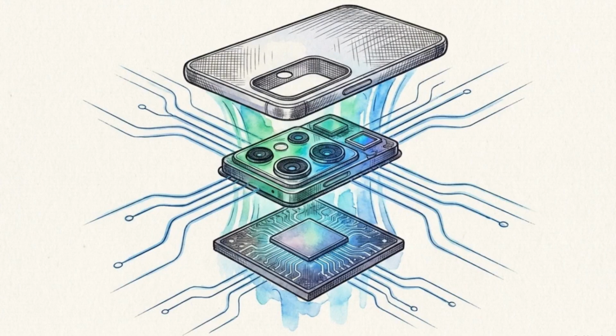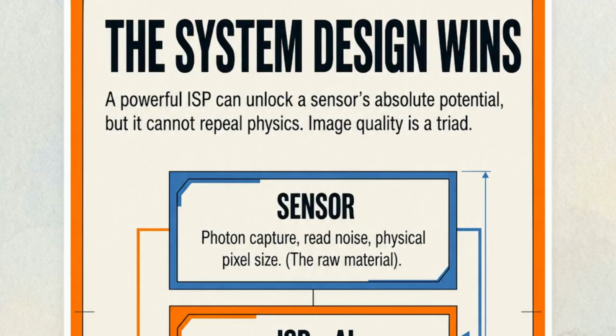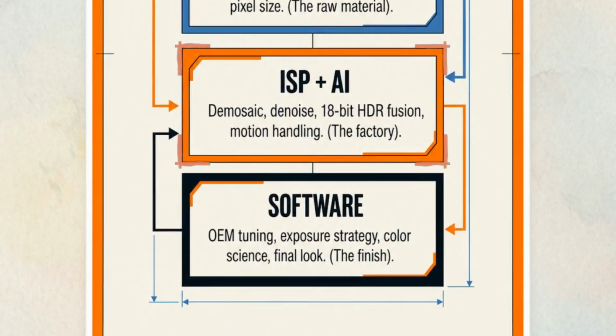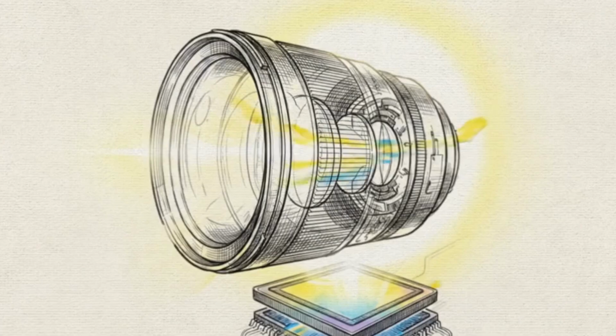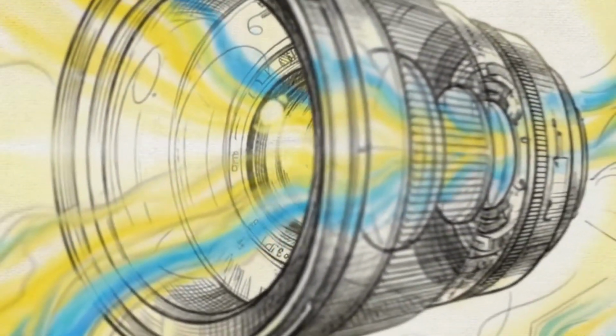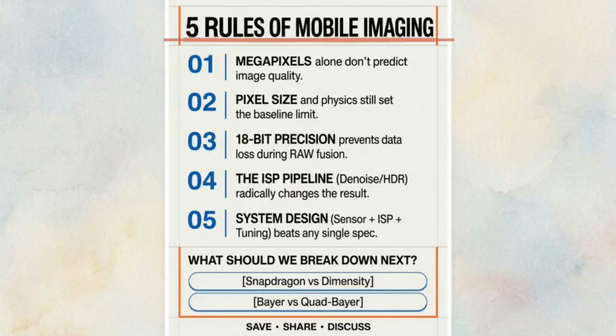Step back from the microscopic hardware, and the entire photography ecosystem comes into view. This diagram maps the triad of modern image quality. The top sensor acts strictly as the raw material gatherer, completely bound by physical laws of photon capture. The middle ISP acts as the processing factory, while the software provides the final color science finish. A powerful image signal processor can extract every ounce of potential from a camera, but no computational processing can repeal the laws of physics. These 5 rules of mobile imaging summarize the reality of modern smartphone cameras.